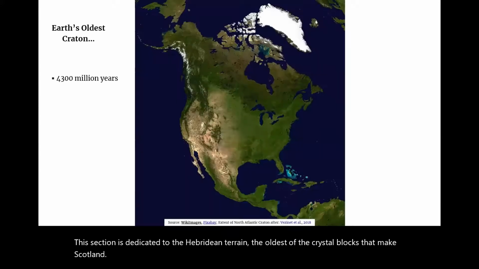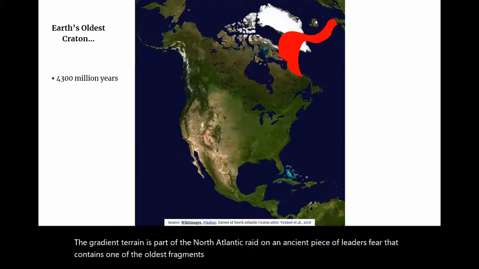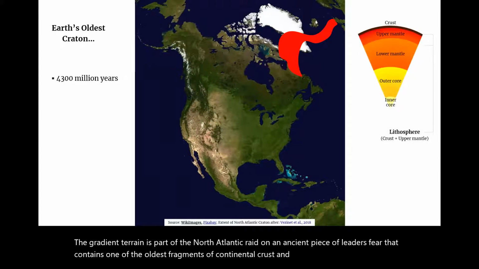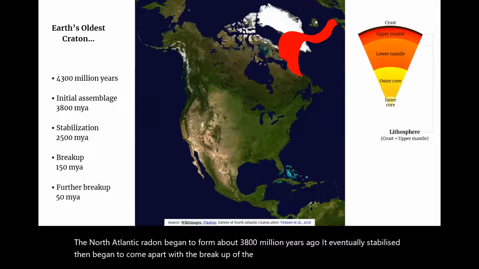The Hebridean Terrane is part of the North Atlantic Craton, an ancient piece of lithosphere that contains one of the oldest fragments of continental crust and the underlying upper mantle. The North Atlantic Craton began to form about 3,800 million years ago. It eventually stabilized, then began to come apart with the breakup of the supercontinent Pangaea about 150 million years ago.